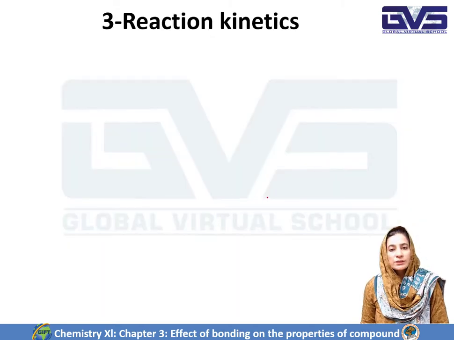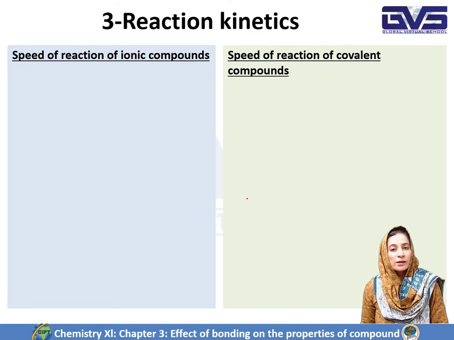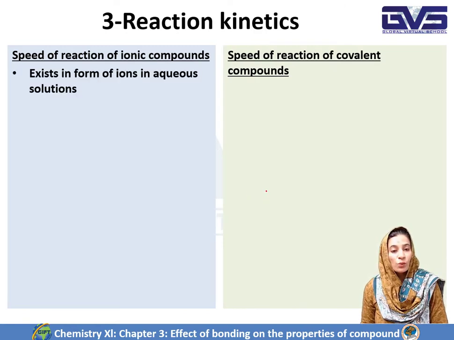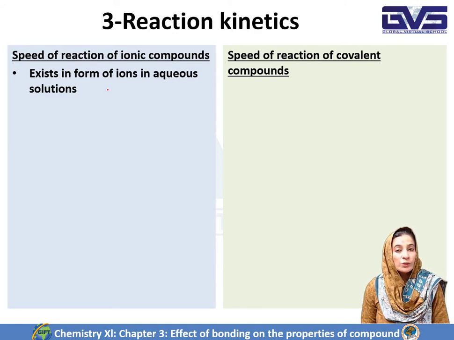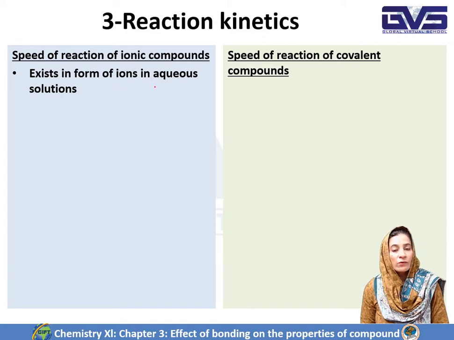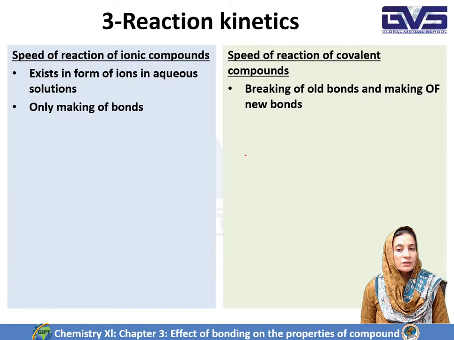What about the reactions? Kinetics. Kinetics means speed of the reaction. Ionic compounds have fast reaction kinetics, while covalent compounds' reactions are slow. Why? The reason is that when a reaction takes place between ionic compounds, they are already in an aqueous form. In aqueous solution, they are positive and negative ions, and they just form the new bonds. While in the case of covalent bonds, first there is breakdown of the old bonds, then making of the new bonds occurs. That's why covalent compounds' reactions are slow, while ionic compounds' reactions are fast.